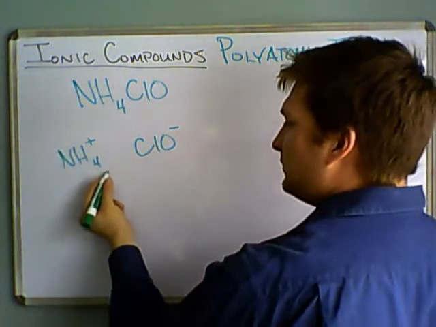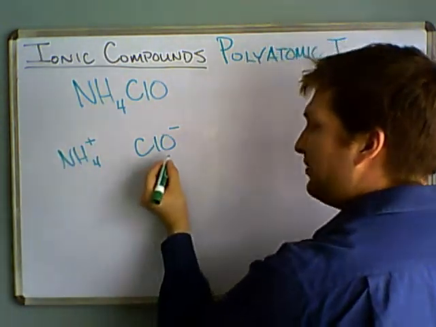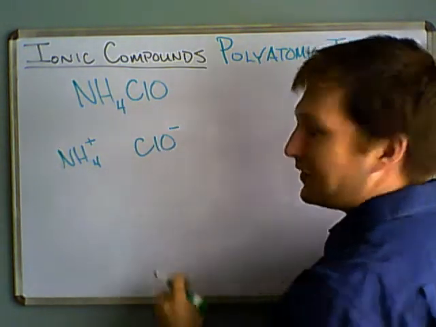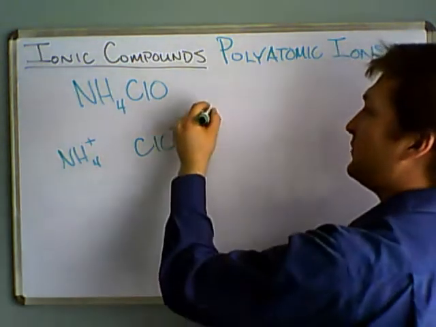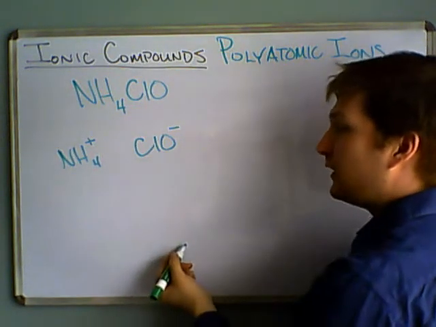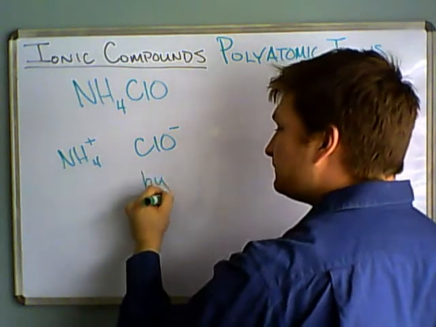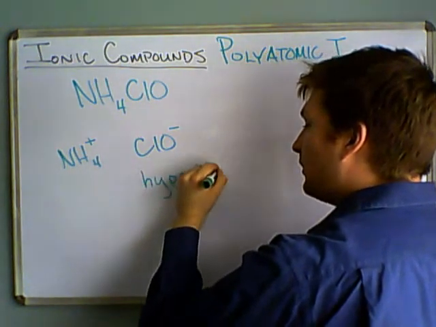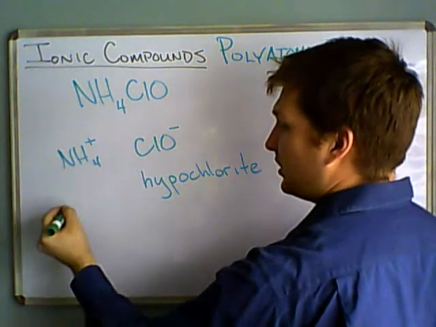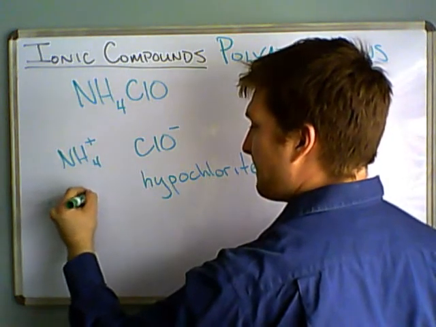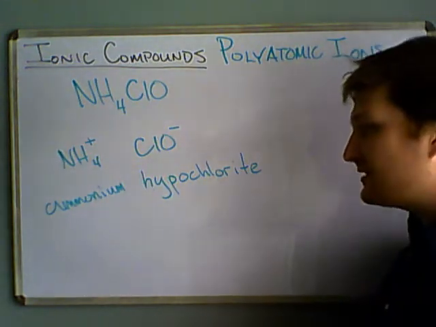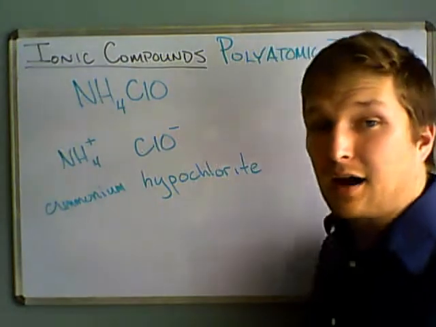So, in this case, the name for this is ammonium, and this is one of the oxygenated chlorines. And we know that it goes from ClO4, ClO3, ClO2, and then ClO. Since that's the lowest one, it's hypochlorite, and this ion is called ammonium. So that's ammonium hypochlorite. That's the name of that ionic compound.